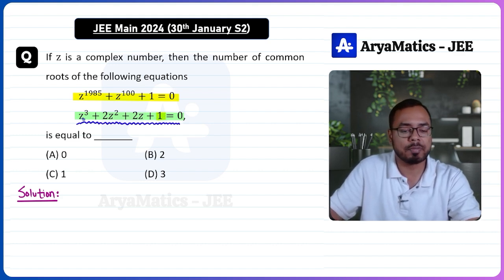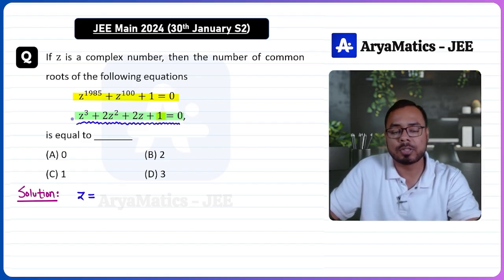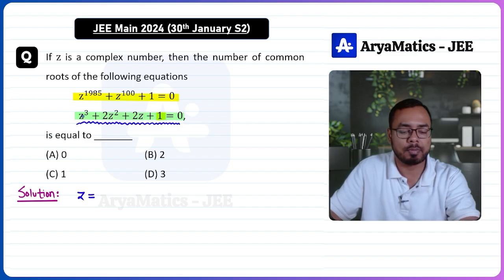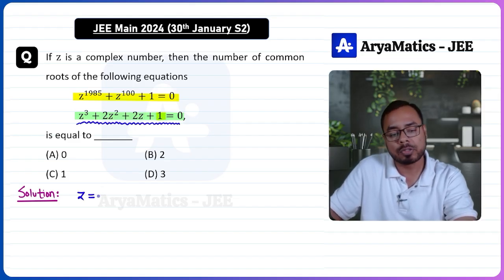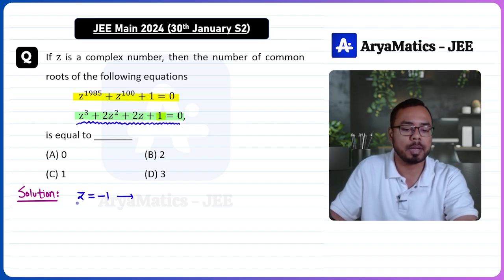So in place of z, if I substitute minus 1, because z equals plus 1 will not work, right? We have all the terms with plus sign in between, so it will not have any positive root. So let us check with z equals minus 1. In place of z, if we substitute minus 1, the first term will be minus 1 plus 2 minus 2 plus 1. So it will become 0. That means z equals minus 1 is a root of this cubic equation.